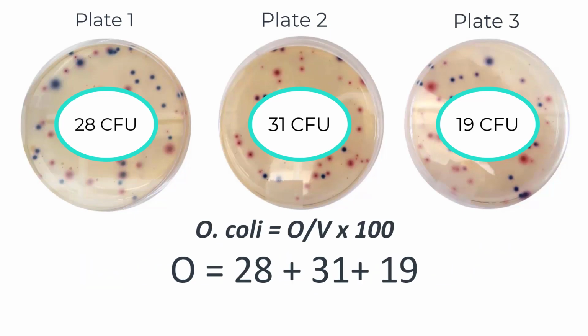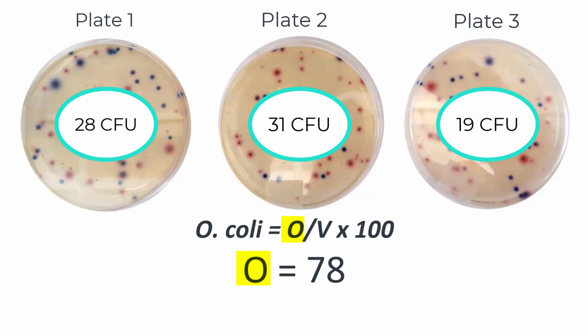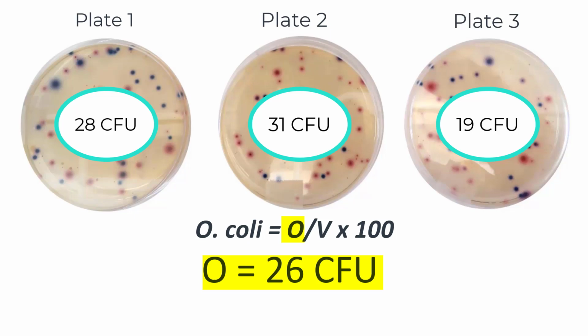The number of other coliform colonies, or O, will now be for all 3 plates, so we will add our counts of 28 plus 31 plus 19 to get 78. To get the average of these plates, we will divide by the number of plates we counted, 3. 78 divided by 3 will result in 26 CFU.